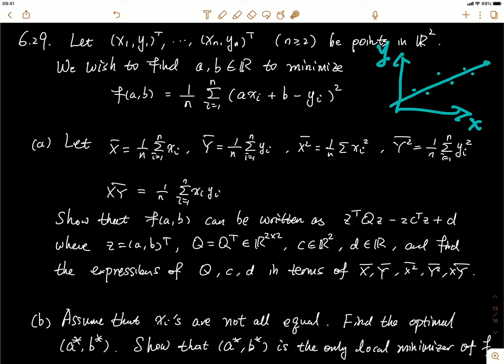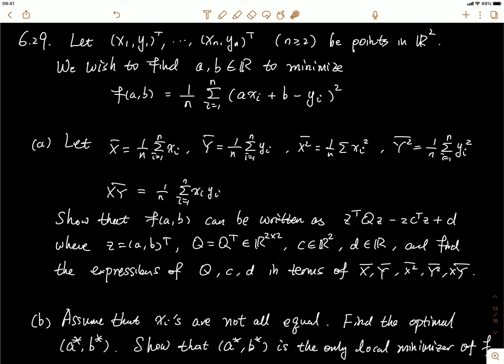So the line is determined by the intercept and slope. We say the slope is a, the intercept is b. Then this line will be ax plus b. Okay, the question is what are the best a and b here to fit those points?